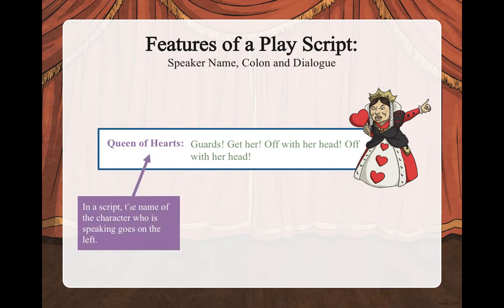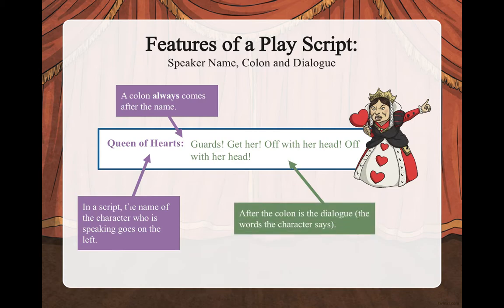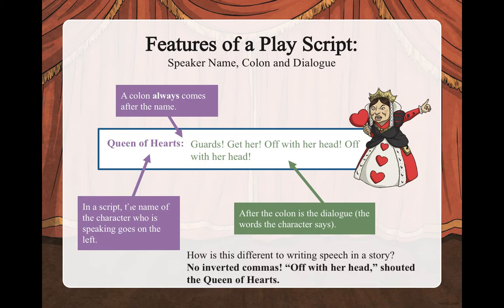So, Queen of Hearts in a script, the name of the character who's speaking goes on the left. A colon always comes after the name, and after the colon is the dialogue, the words that characters say. How is this different to writing speech in a story? Well, there are no inverted commas.